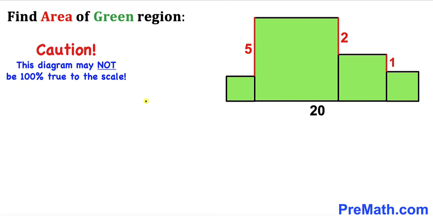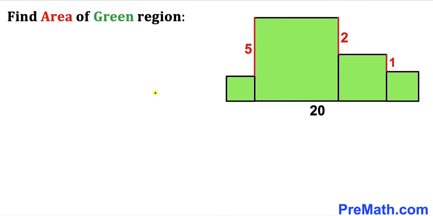And please keep in mind that this figure may not be 100% true to the scale. Let's go ahead and get started. And here's our very first step. Since we are dealing with the 4 squares with various sizes, let me label this first square as box number 1, and this second one as box number 2, and this third one as box number 3, and this fourth one as box number 4.